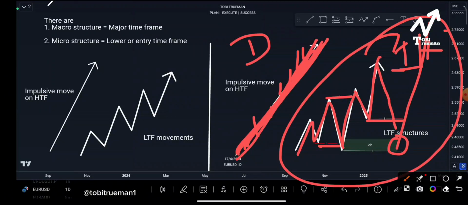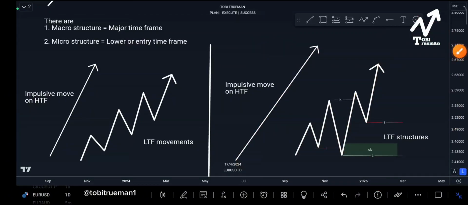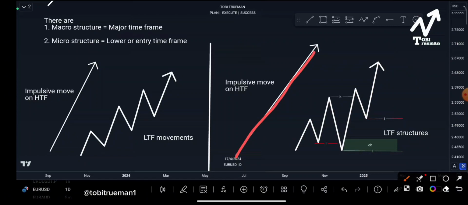Okay, and it might happen that price fails to respect this lower time frame order block, thereby making a change of character. There are many times that when there's a change of character in the lower time frame, and you look at the higher time frame impulsive leg, this impulsive leg is now making a corrective move. So a change of character in the lower time frame can cause a corrective move in the higher time frame movement.